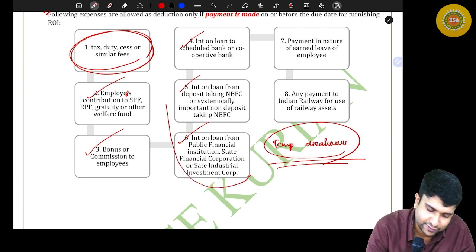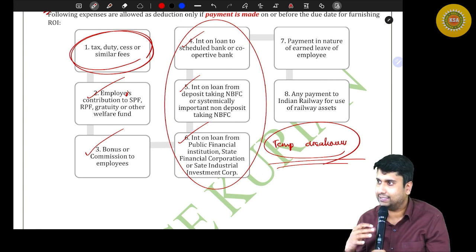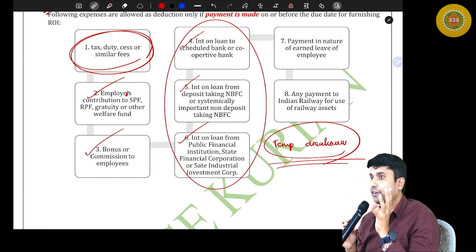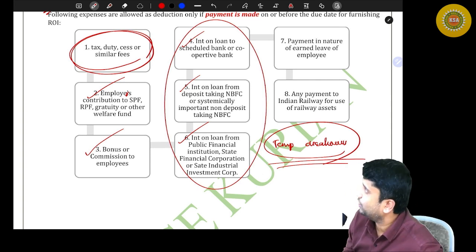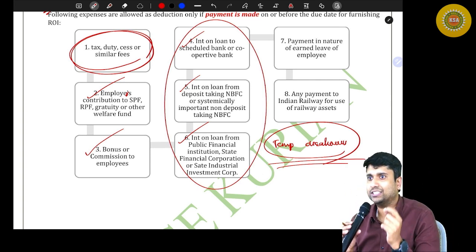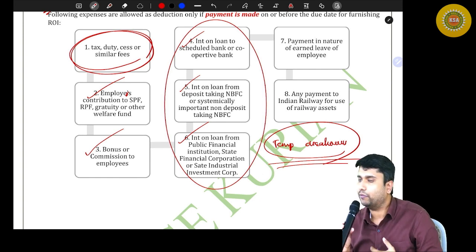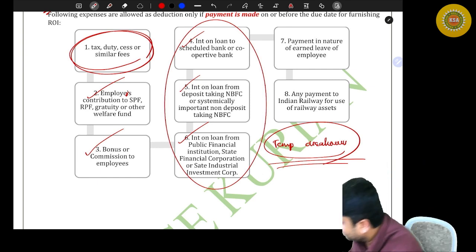These 4, 5, 6 are actually similar. 4, 5 and 6 are all about interest on loan. The only difference is from where you take the loan. Say for example, KS Academy took a loan from a scheduled bank or a cooperative bank. Interest on loan is allowed as a deduction under 36, but it is subjected to 43B. You have to actually make the payment. Are you all with me?